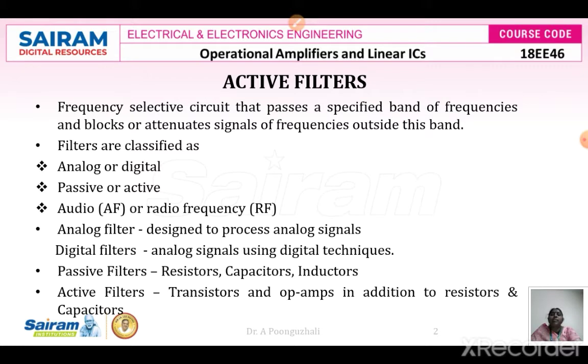Now, filters can be classified as analog or digital filters, passive or active filters, and audio or radio frequency filters. First we will see the classification, analog filters. Analog filters are designed to process analog signals. Whatever analog signal we are going to use can be directly fed to the analog filter, and we can get the output from the analog filter.